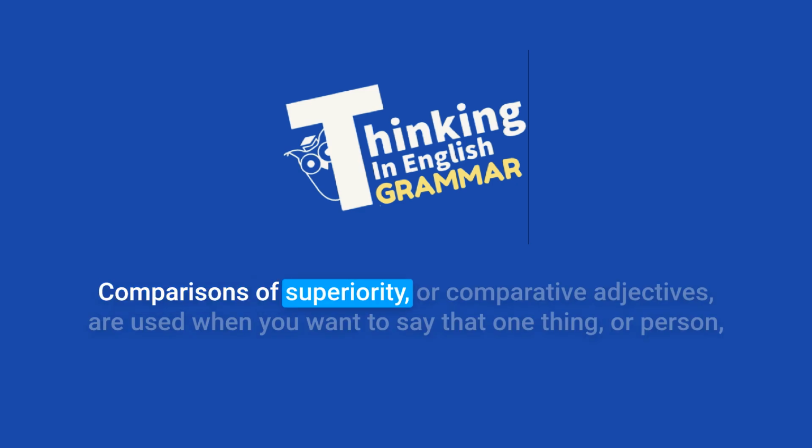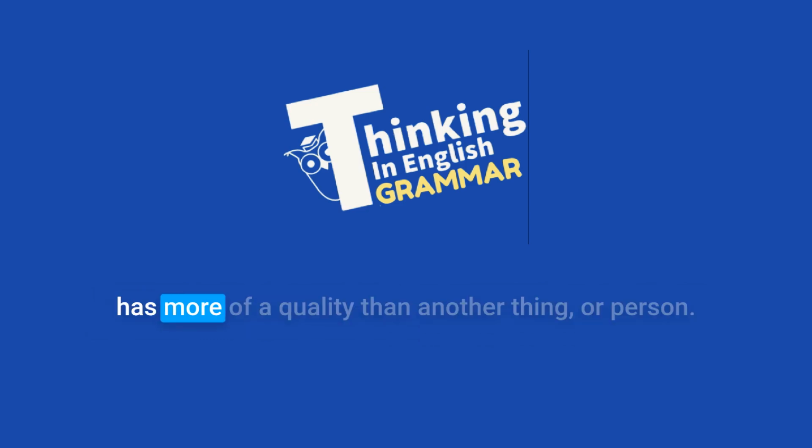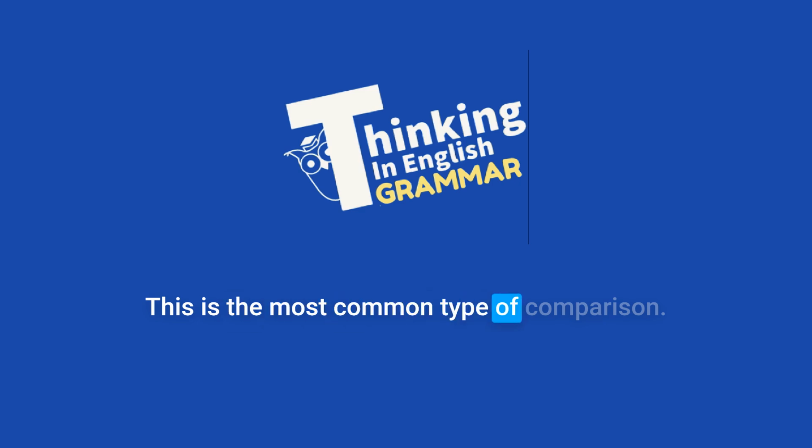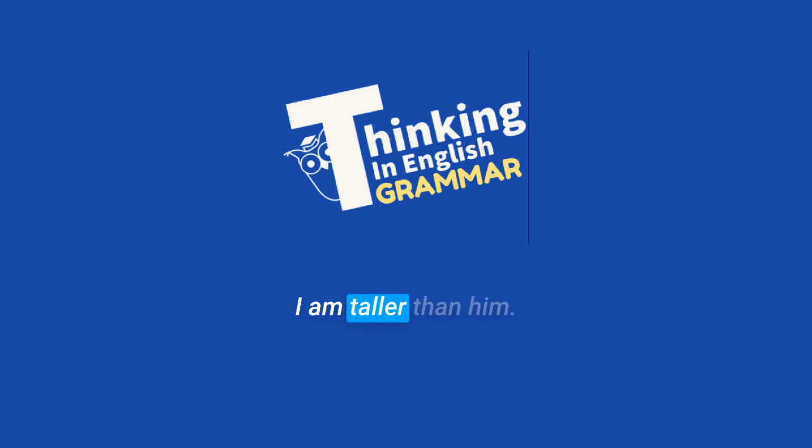Comparisons of superiority or comparative adjectives are used when you want to say that one thing or person has more of a quality than another thing or person. This is the most common type of comparison. If I am 190 centimeters tall and my brother is 180 centimeters tall, I am taller than him. He is shorter than me.